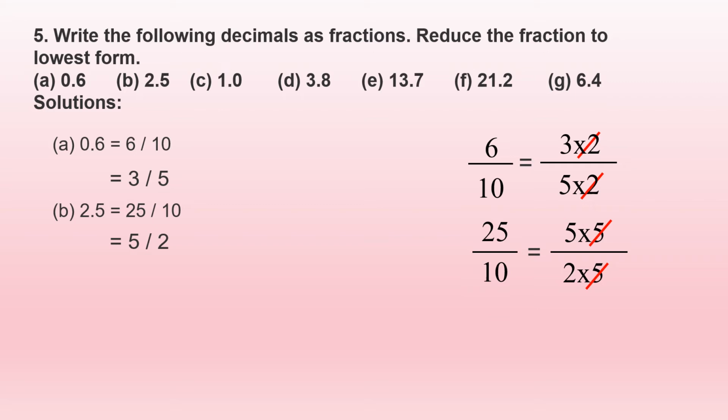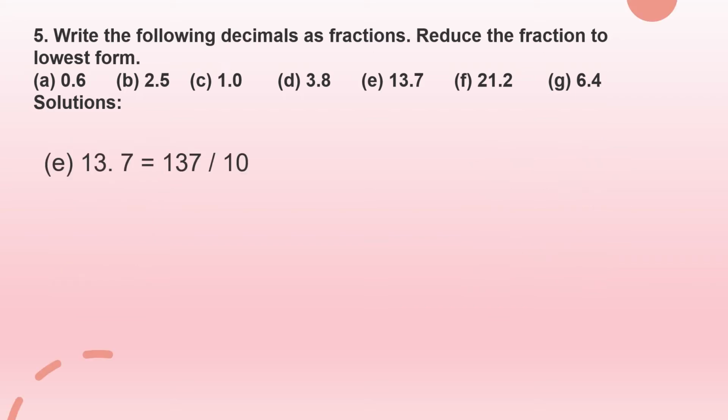Next question is 1.0. C, 1.0, that is 1. D, 13.7 can be written as 137 by 10. We don't have any common number in these two, so this is in lowest term. Next question, 21.2 can be written as 212 divided by 10. Here 2 is common, so if we cancel by 2, we will get 106 divided by 5.